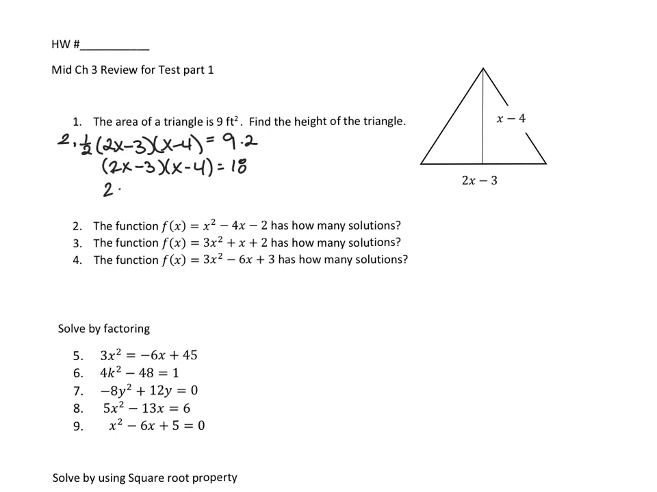2x times x is 2x squared. 2x times negative 4 is minus 8x. Negative 3 times x is minus 3x. And negative 3 times negative 4 is plus 12. That equals 18. We're going to move this 18 to the other side, so we get 2x squared minus 11x minus 6 equals 0.